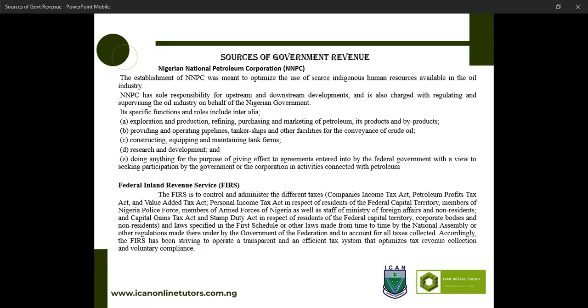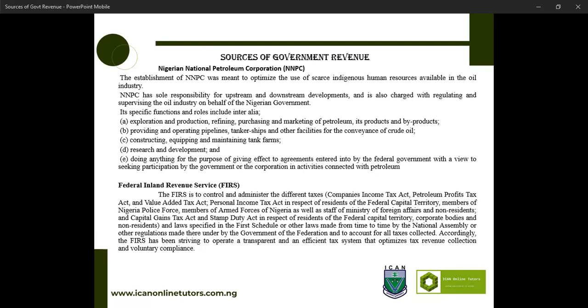They also have the function of constructing, equipping, and maintaining tank farms, as well as research and development. And lastly, doing anything for the purpose of giving effect to agreements entered into by the federal government with a view to seeking participation by government or the corporation in activities connected with petroleum. In summary, the NNPC supersedes and oversees all the activities of the oil and gas industry. We have some other departments that also work together with the NNPC in order to generate revenue.